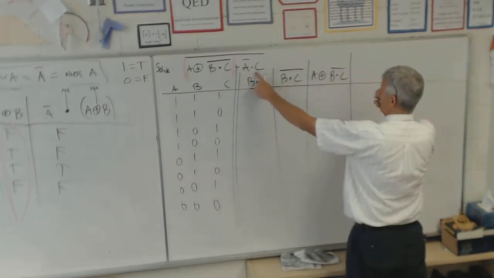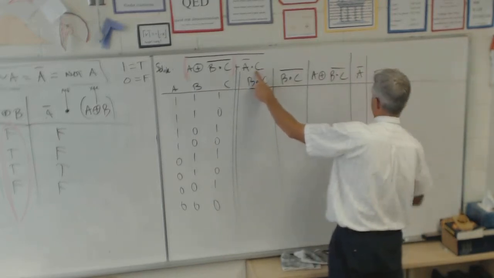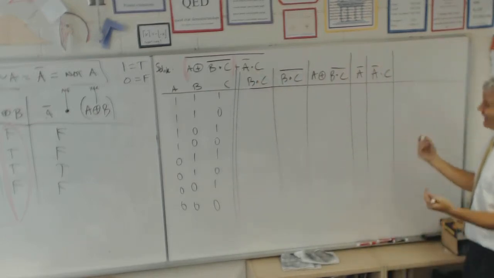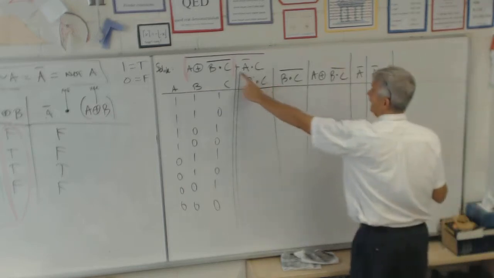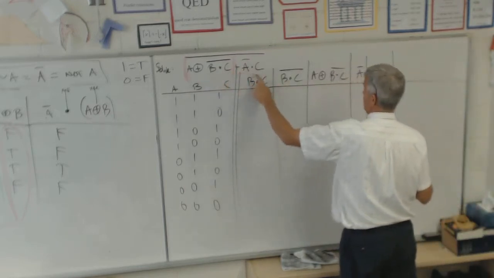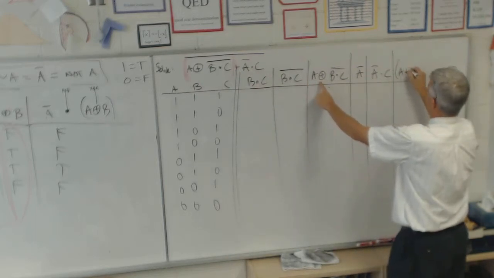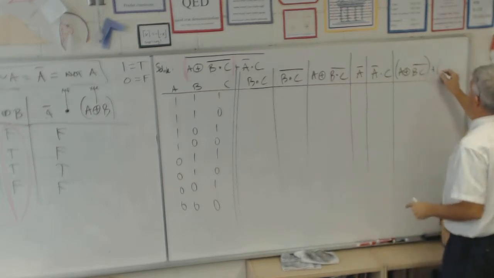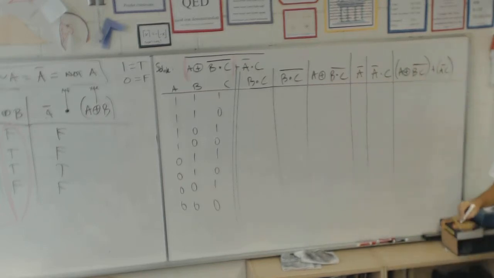Then I got to get an A bar and a C. So I got to get an A bar column. Then I can do an A bar times a C column. Then I can add these together because I'm adding this with that. So I add A XOR not B times C with A bar C. And have I got my answer? No, it's going to be right here. Final answer, which is the opposite of this, right? The not of this.